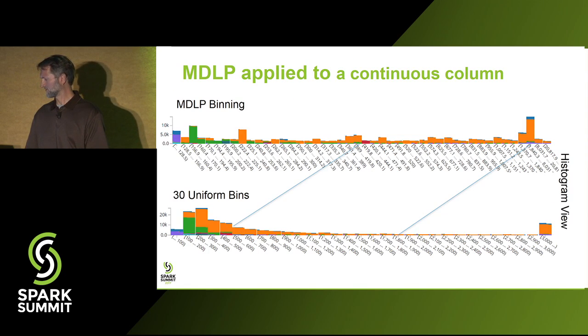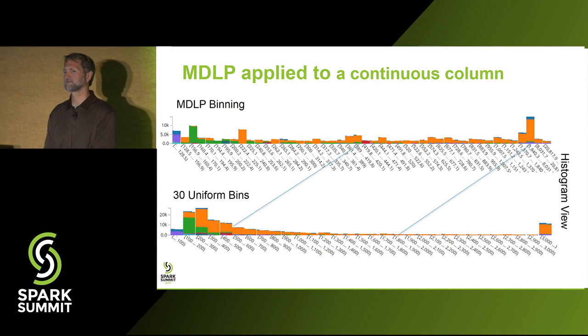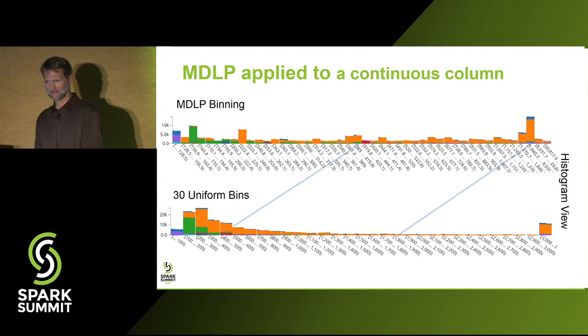So let's look a little closer at that total estimated fee column to try to get some intuitive understanding as to why this entropy-based binning gives us more predictive value. On the bottom is just a simple uniform binning where I divided it into 30 uniform bins. Actually, there's a bin at the end which captures a whole lot because this is a very long tail as far as the values. But as you can see, most of the data is skewed to the left. And there's a lot of information there that's being lost in that 30 uniform bin approach.